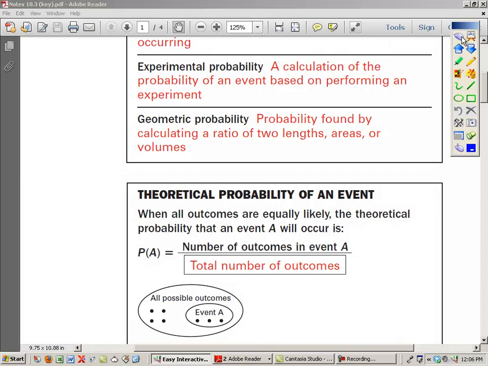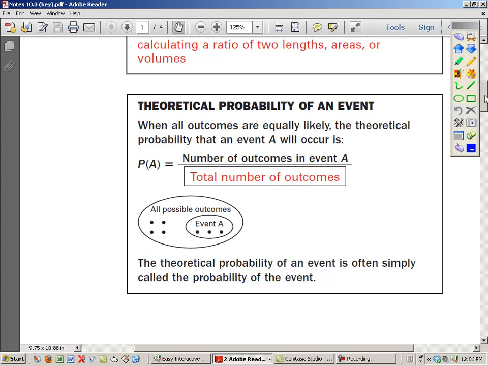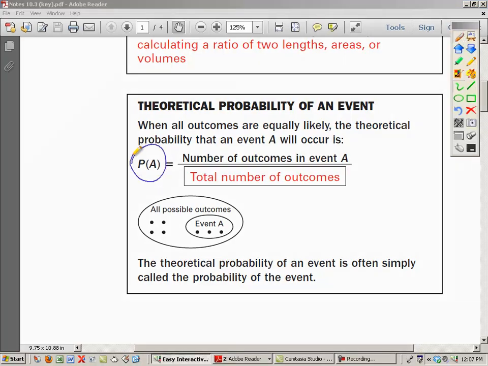All right, theoretical probability of an event says when all outcomes are equally likely, which is exactly the definition we just talked about. When all outcomes are equally likely, the theoretical probability that an event A will occur is, and this is read P of A, we say this is the probability of A. Okay, so sort of like a function f of x. We would say this is the probability of A. All right, the probability of event A occurring is the number of outcomes in event A.